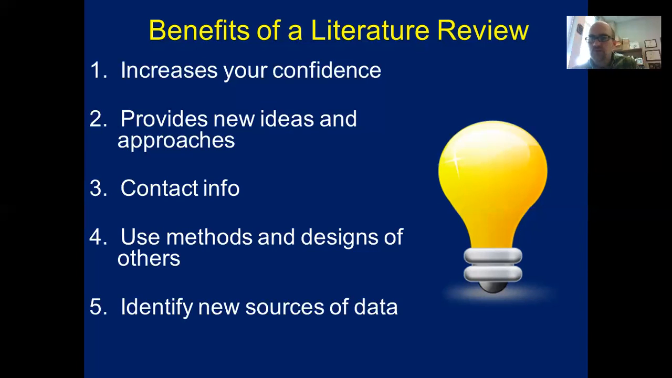You can identify new sources of data when you do a lit review. One of the best things to look for are review papers. It's not necessarily a research project that's been published with materials and methods and results and discussion, but a review of all of the research that's been done before. That's really nice because it'll give you a number of different sources to then identify and read about.